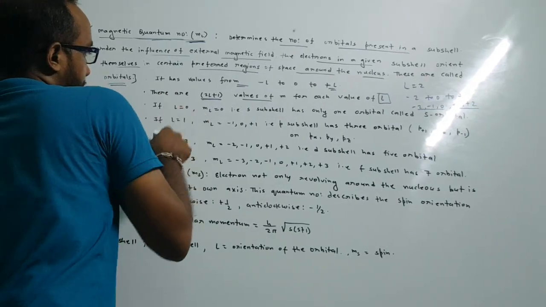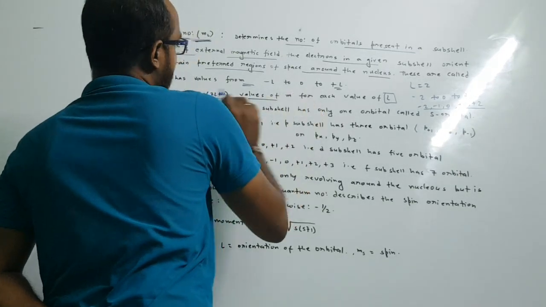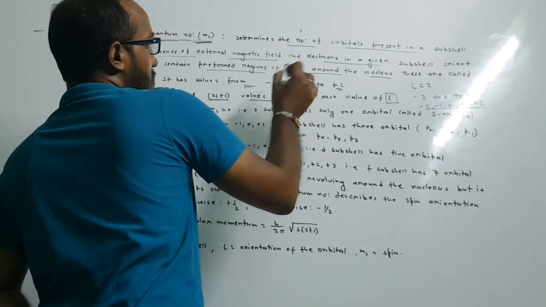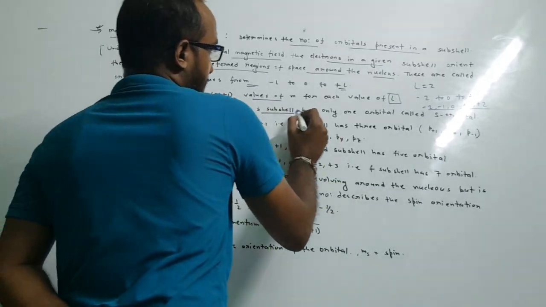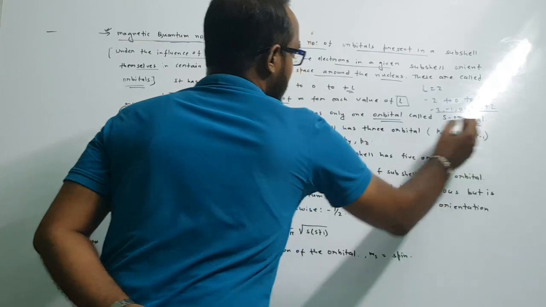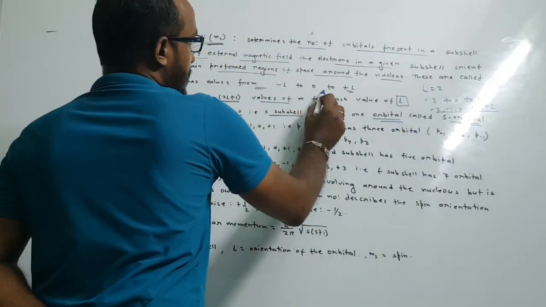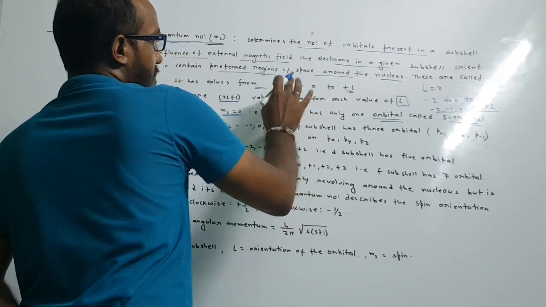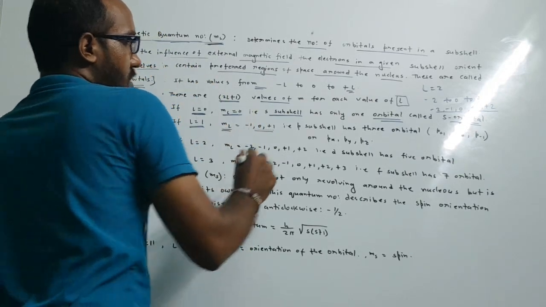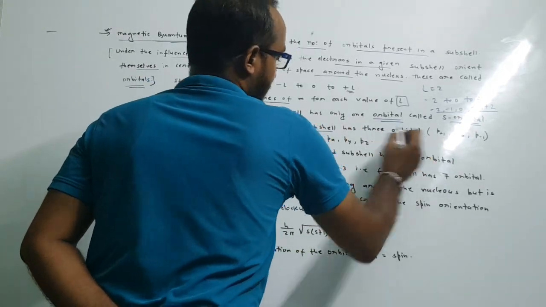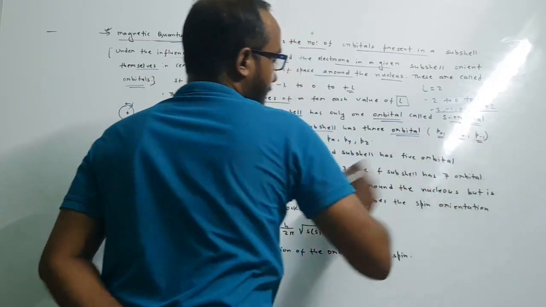I have explained it in this way. Let's see, if L equals 0, then m would be minus 0 to 0, so that means it is 0. So ml is 0. That is, the S subshell has only one orbital, known as the S orbital. If L equals 1, then it should have values minus 1, 0, plus 1. ml has 3 values. So the P subshell has 3 orbitals, P plus 1, P0 and P minus 1.